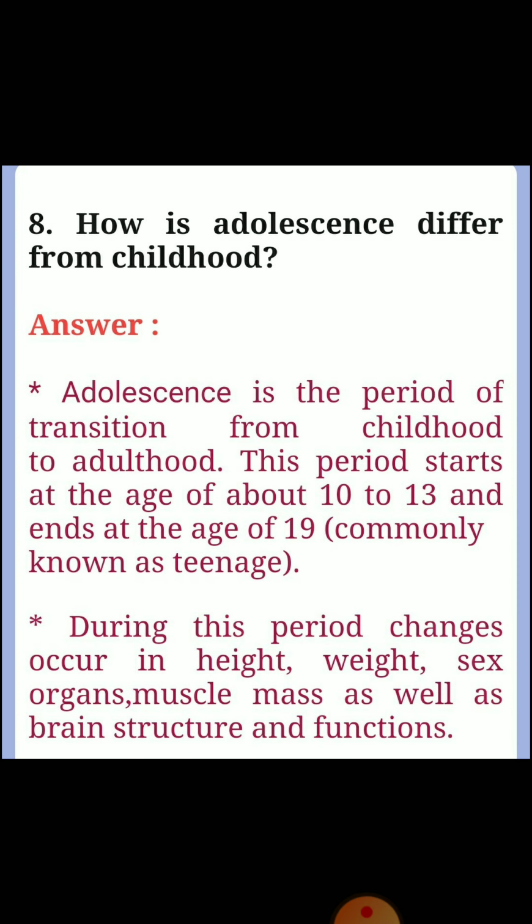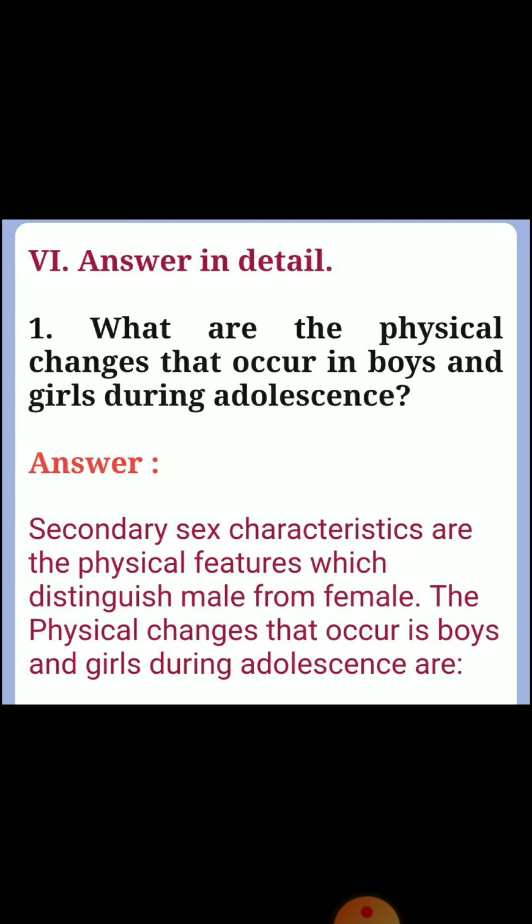Eighth one, how is adolescence different from childhood? Answer, adolescence is the period of transition from childhood to adulthood. This period starts at the age of about 10 to 13 and ends at the age of 19, commonly known as teenage. During this period, changes occur in height, weight, sex organs, muscle mass, as well as brain structure and functions. Sixth Roman, answer in detail.